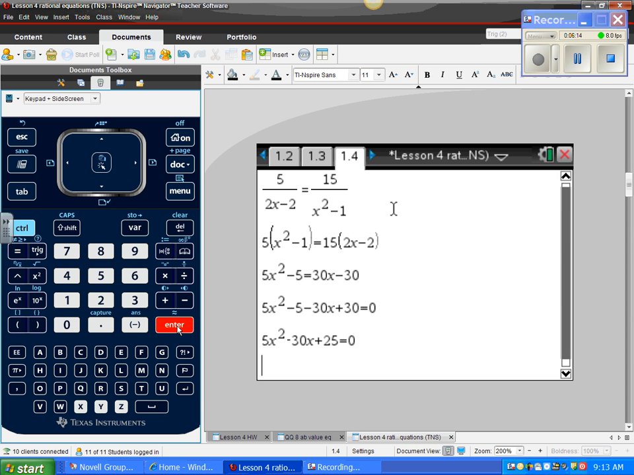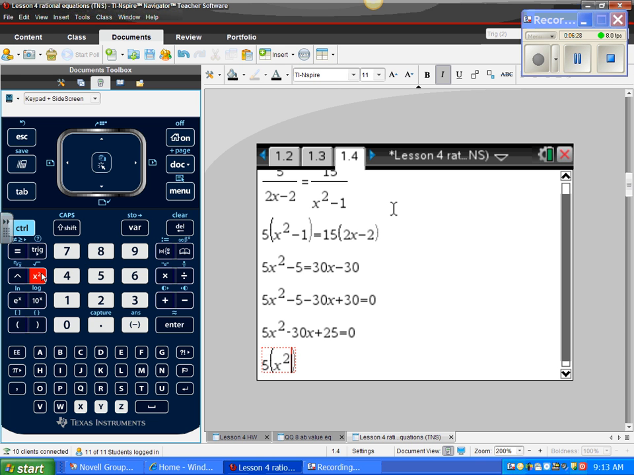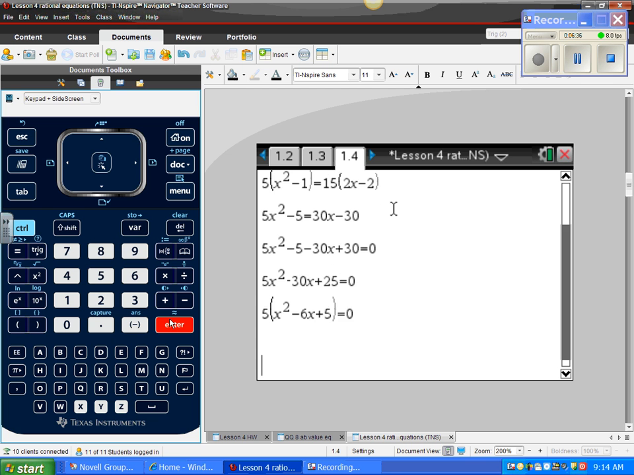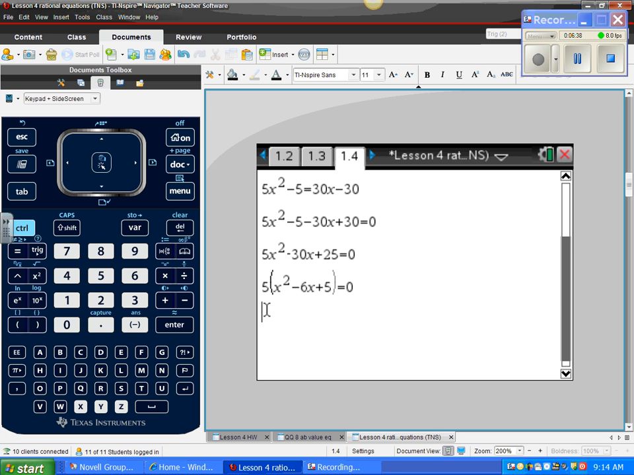Okay? Now what? Awesome. GCF, 5. x squared minus 6x plus 5 equals 0. Everybody good so far?